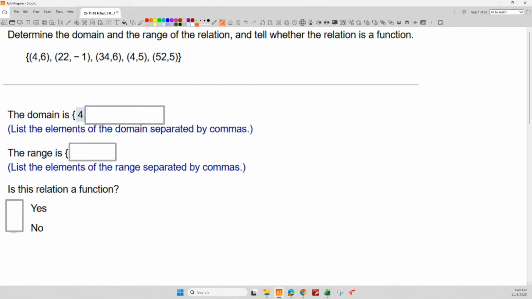What's it going to be? Okay, now don't do the 4 twice, do I? Just once. Good. Then 22, then 34, then 52. Gotcha. Okay, the range would just be the set of all the y values, and I'm not repeating values, right? So just show me with your fingers, how many of my y values am I going to have? I agree, 3, right? There's 3 different y coordinates. We would just put those in order.